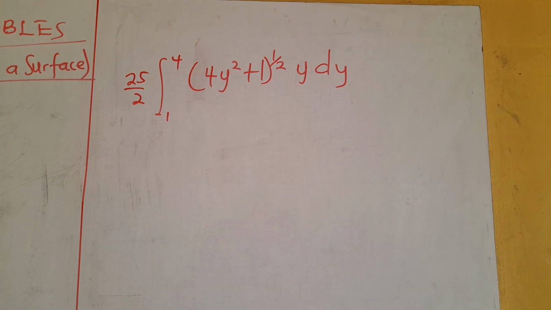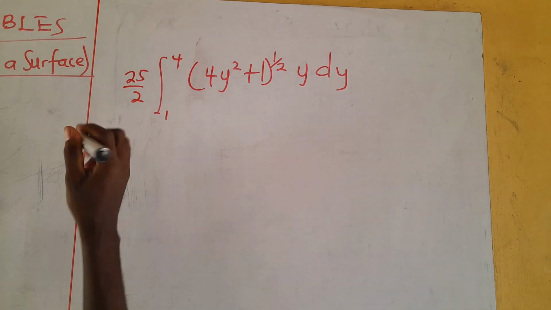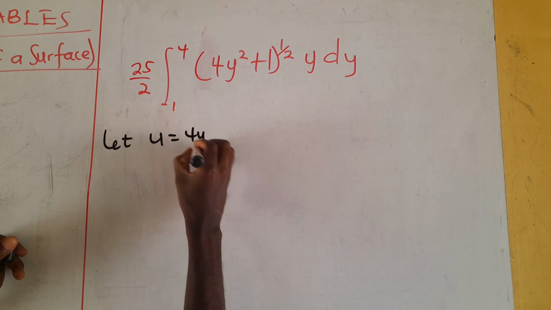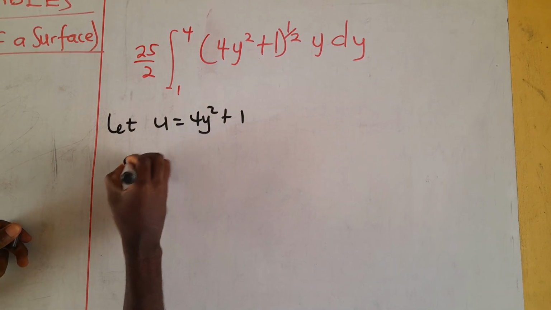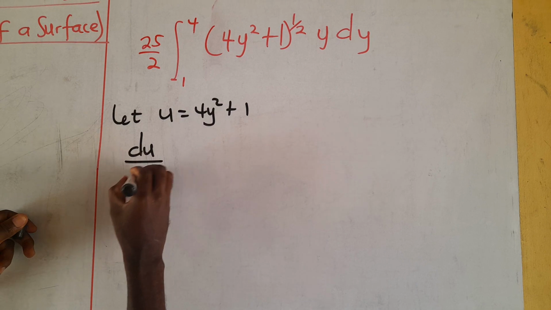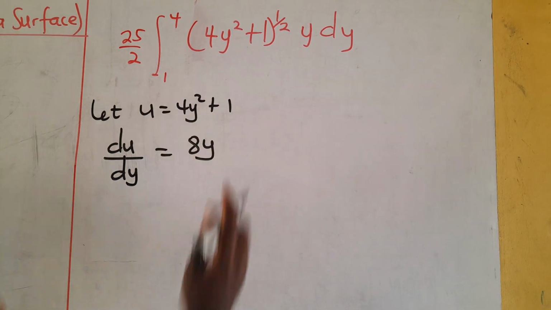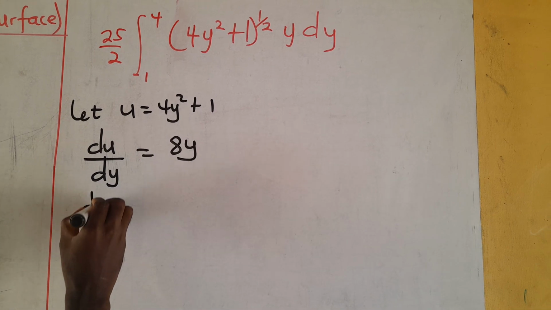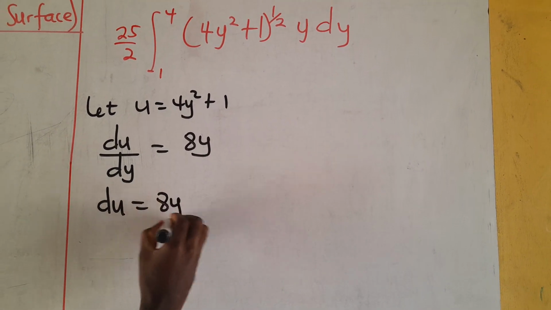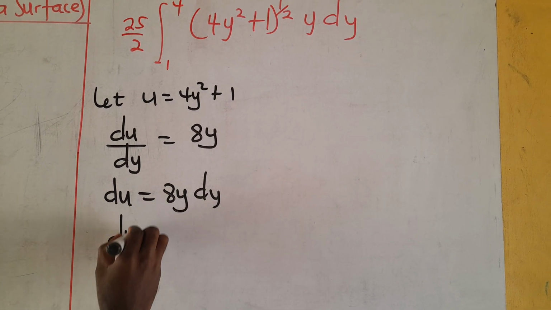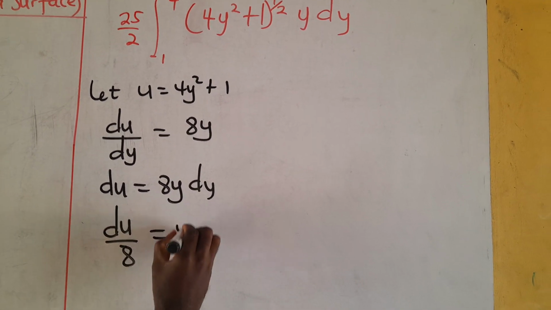So since I've identified I will solve this using integration by substitution, I'll just let u be equal to my 4y squared plus 1. Then I'll find du/dy, which will be equal to 8y. So my du will be equal to 8y dy. I'll divide both sides by 8. du over 8 will be equal to y dy.